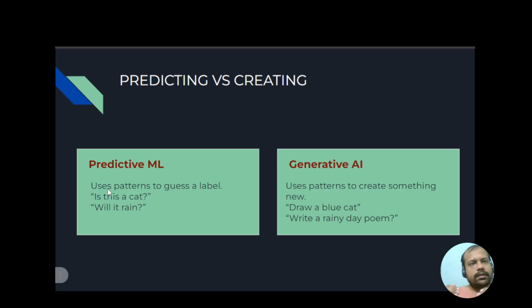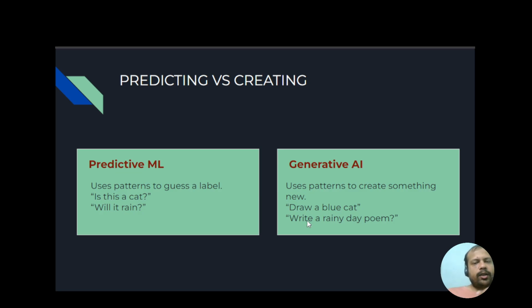Say you have all your labeled data and you are guessing the patterns. Is it a cat? Will it rain or not? Those kinds of predictions you are doing. In generative AI, you leverage the same concept: draw a cat, or draw a blue cat for you. It has to understand what a cat is, then what blue color is, and then it will create an image for you. So it should know how to create an image. That is how it is generating things for you. The same concept is applied, but in a generative AI format.